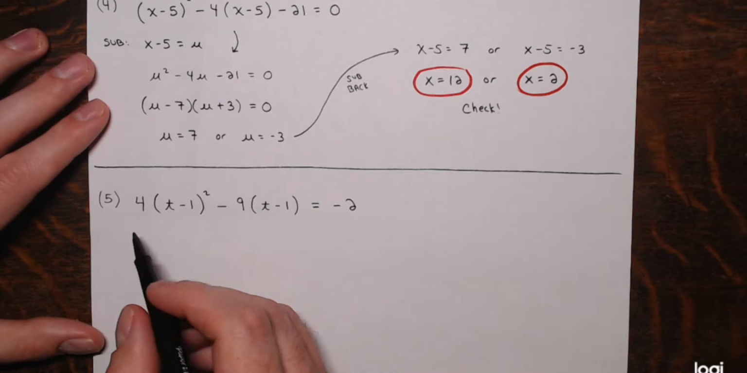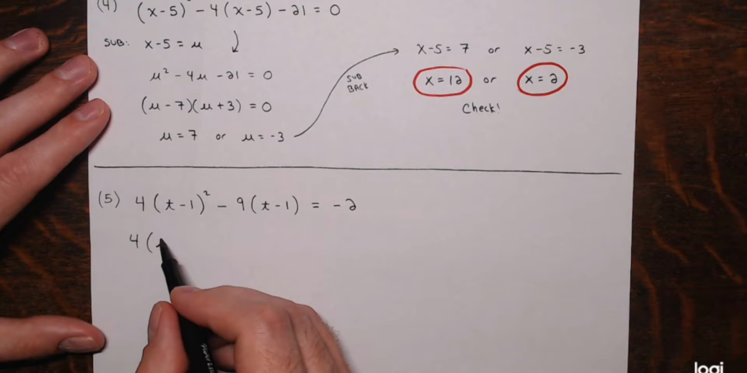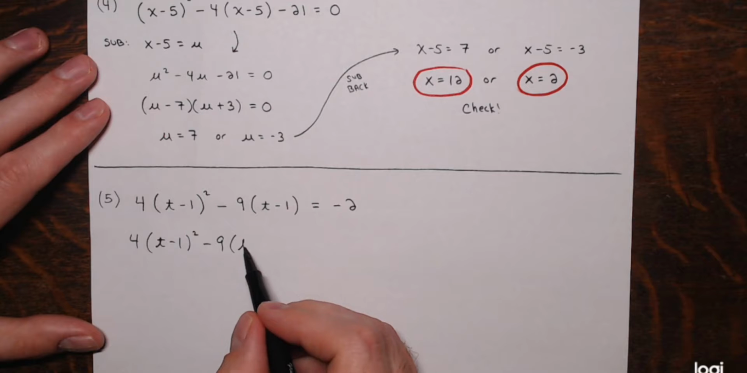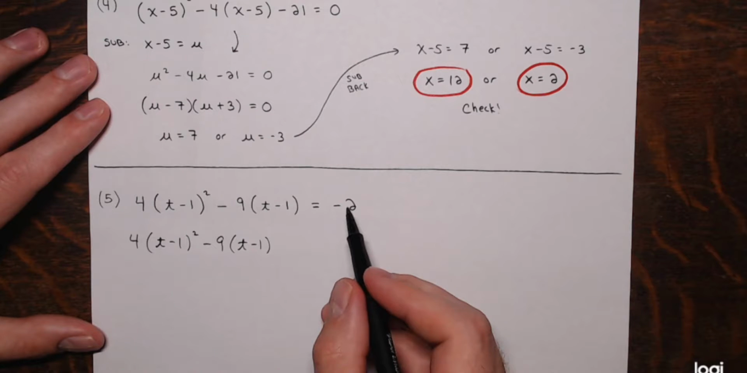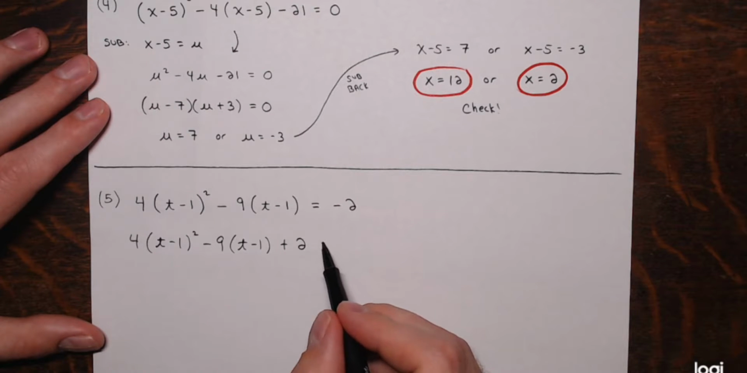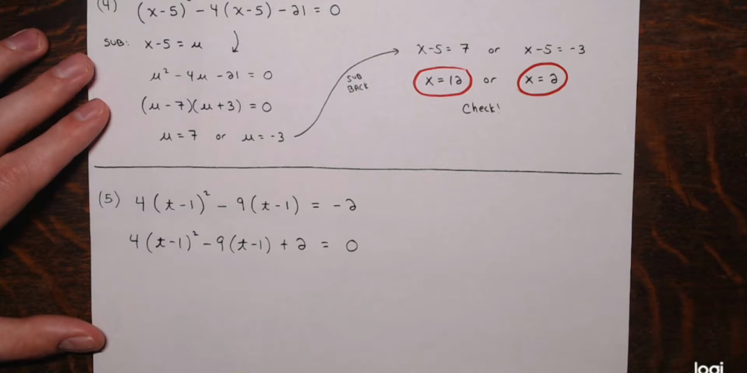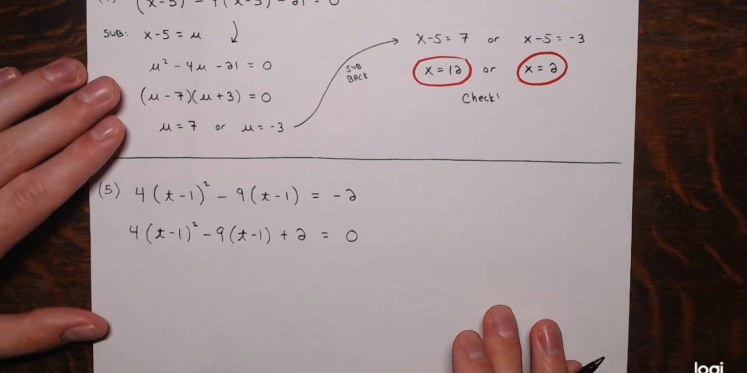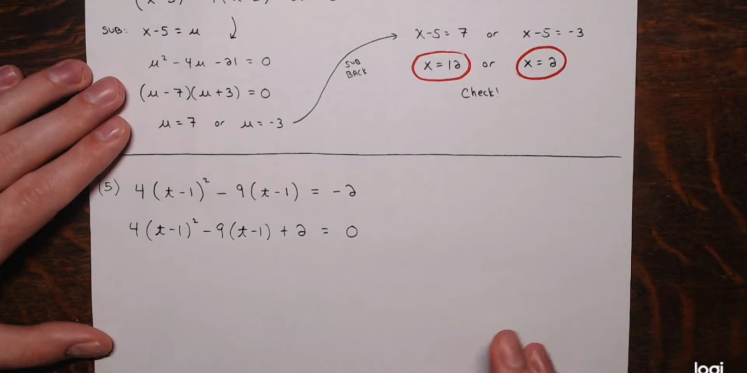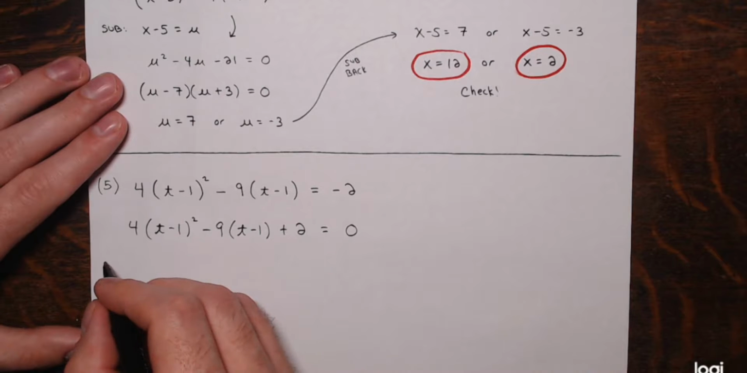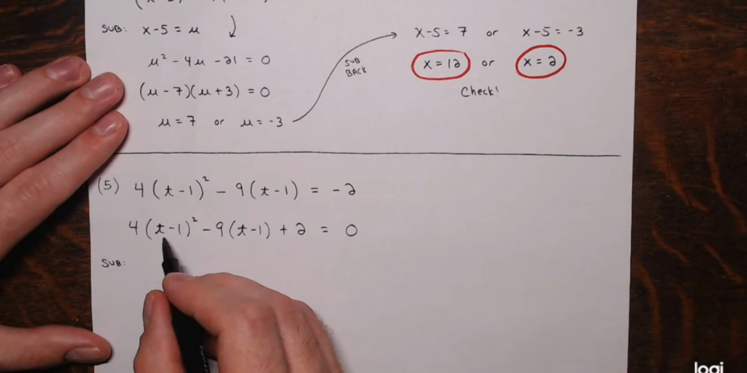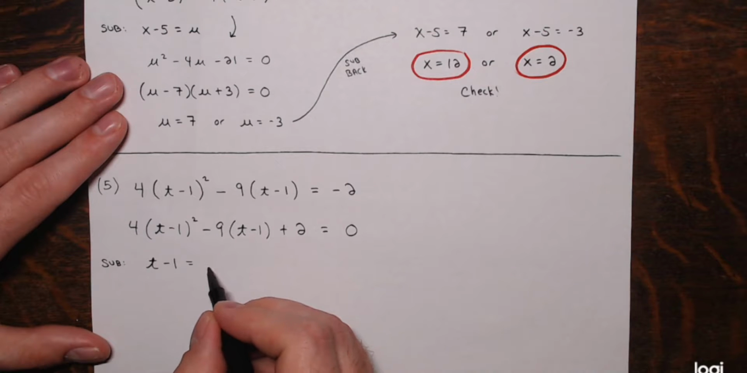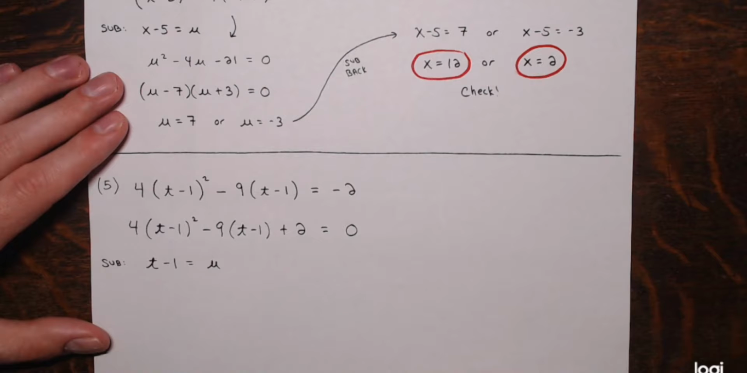Now I'm going to add that, so we have 4 times the quantity t minus 1 squared minus 9 times the quantity t minus 1 to the first, and then plus 2, equals 0. And again, hopefully it's clear that this is definitely quadratic in form. And I can make a quick substitution. Here's the sub. Just replace these t minus 1s. I'm going to replace t minus 1 with u again. Why not?